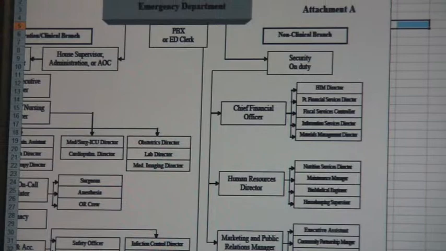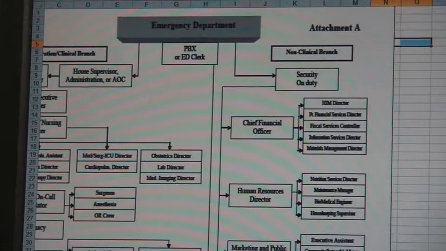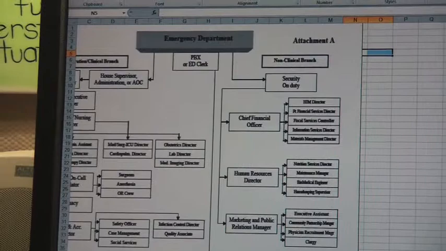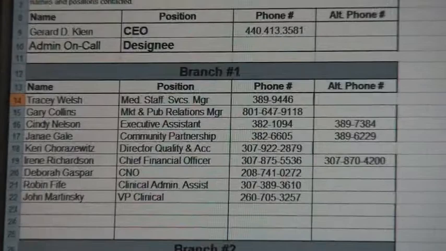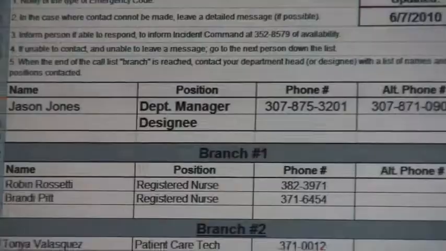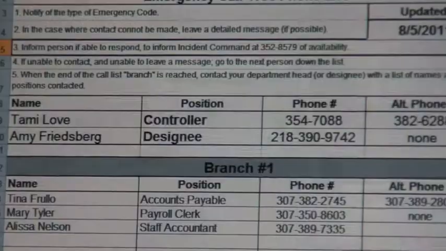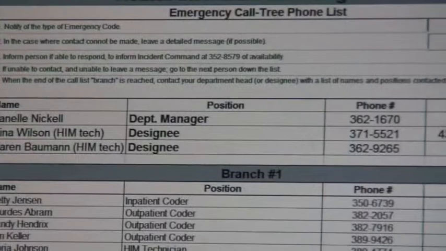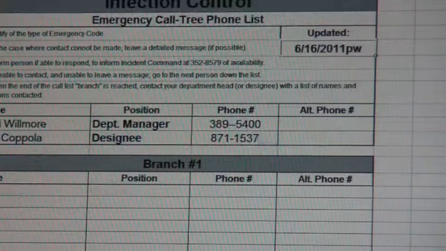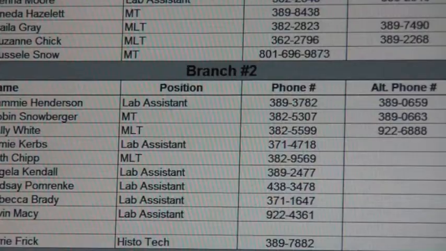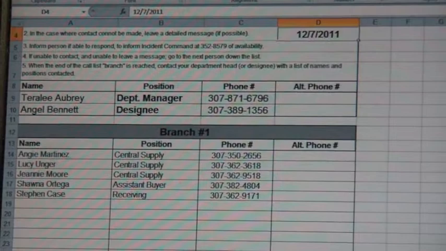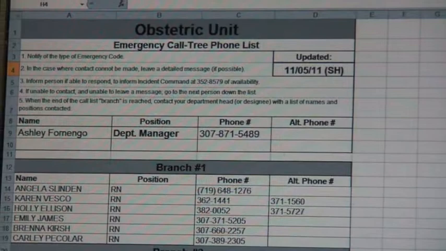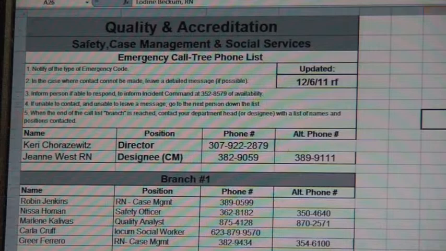I want to talk a little bit about the emergency call tree list. Everybody has access to it. You can find it on your S drive. That is your shares drive. Each department head has a responsibility to update it whenever they get a new employee or an employee leaves. So it has every branch, starting with administration, then it goes to cardiopulmonary, dialysis, education, the ED department, physical services, health information management, housekeeping and laundry, human resources, infection control, information services, ICU, lab pathology, maintenance, materials, and it goes on into med-surg, nutrition services, OB, PT, pharmacy, quality, and surgical, and then security.